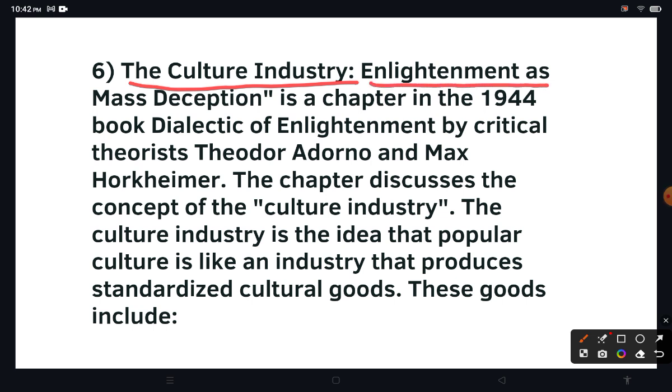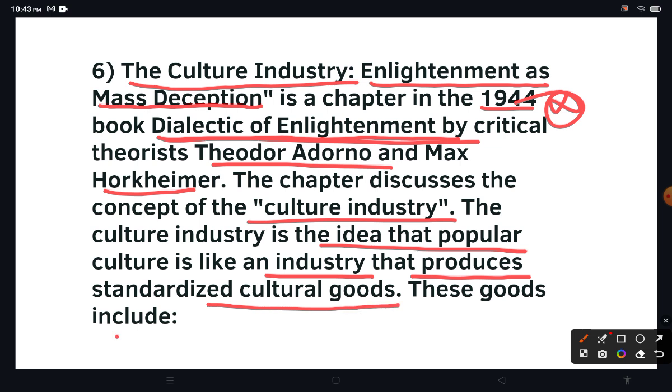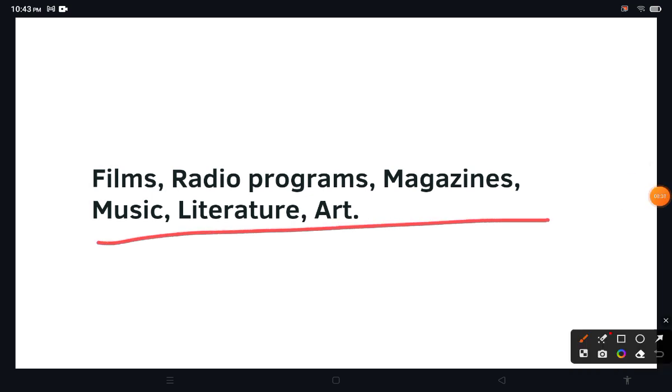Culture industry, enlightenment as mass deception is a chapter in the 1944 book Dialectic of Enlightenment by critical theorists Theodor Adorno and Max Horkheimer. So this is very important, this book name, Dialectic of Enlightenment by theorists Theodor Adorno and Max Horkheimer. The chapter discusses the culture industry. The concept of culture industry: the culture industry is the idea that popular culture is like an industry that produces standardized cultural goods, and these goods include film, radio programs, magazines, music, literature, and art.